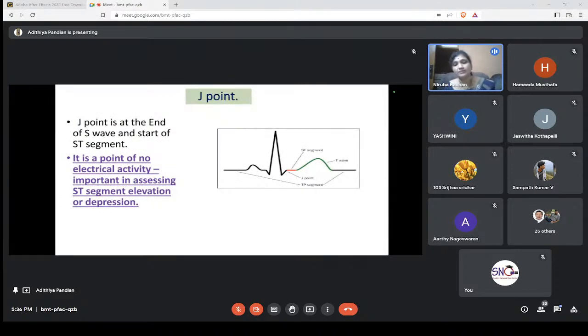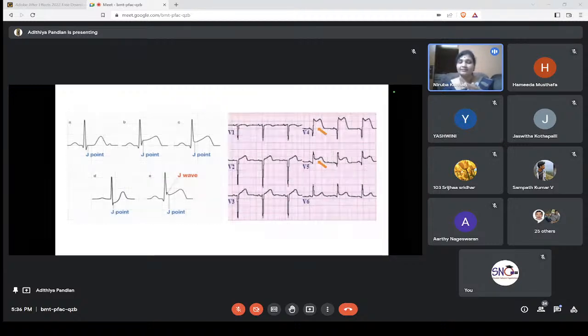Okay. J point is one which you have to definitely know. J point is a point where there is no electrical activity happening in the heart, at the end of depolarization. If the J point is above the isoelectric line, then we call the ST segment elevated, because the J point is the start of the ST segment. So when the ST segment is elevated, your J point will be elevated.